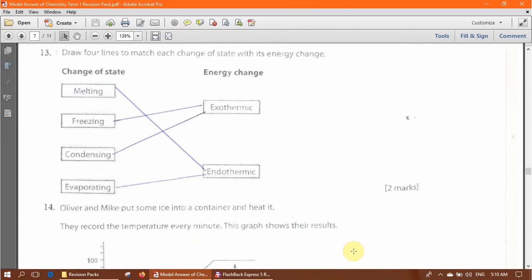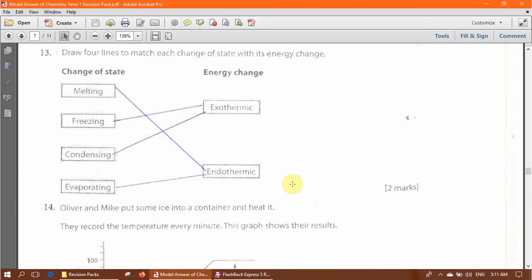If you're going to match, so melting and evaporating are endothermic, freezing and condensation are exothermic. As I said, X, Y, Z. So exothermic goes with freezing, but endothermic, MN, so melting is endothermic.